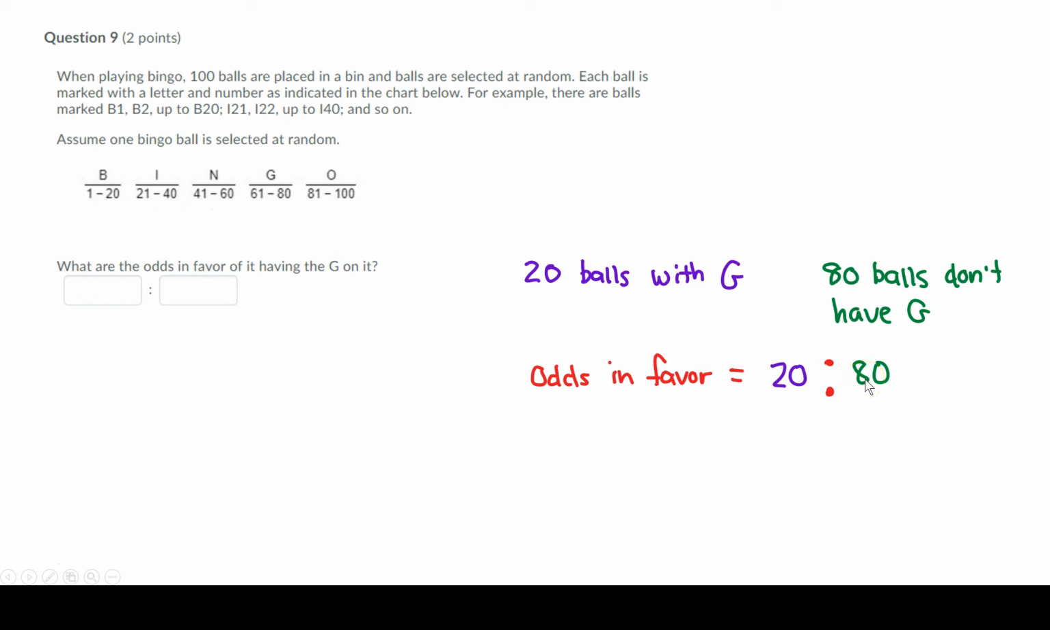Now we always simplify this into lowest terms. These are both obviously divisible by 10. It's a 2 to 8, but these are still both divisible by 2. It's a 1 to 4 ratio.